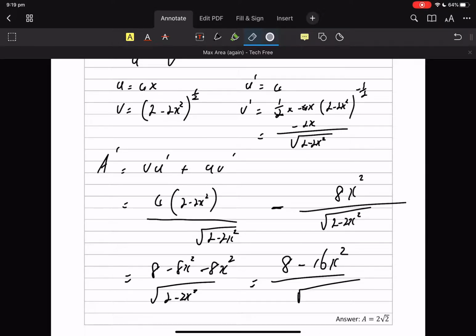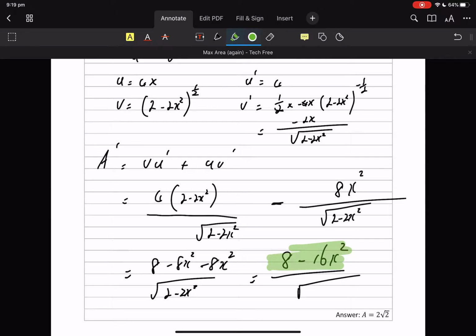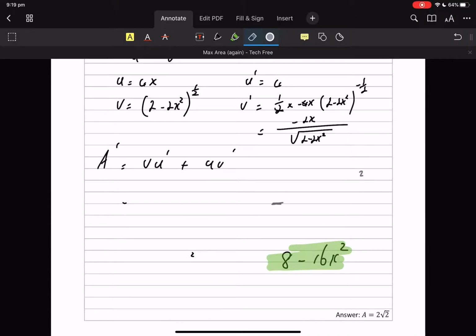So by our null factor law, we want that to equal 0. Yes, I don't have any room there. Let's just scribble some of that working out. Because surely that's easy by now. You can do that. That's just a product rule. So let's just do a different colour. So we've got 8 minus 16x squared equals 0. So x squared will be a half, x will be 1 on root 2.